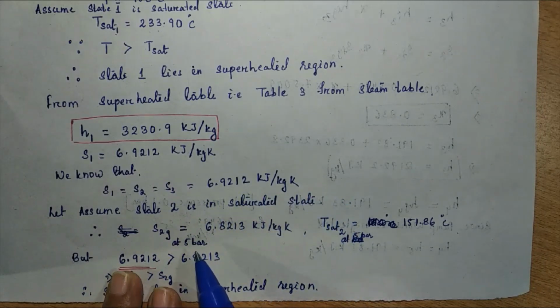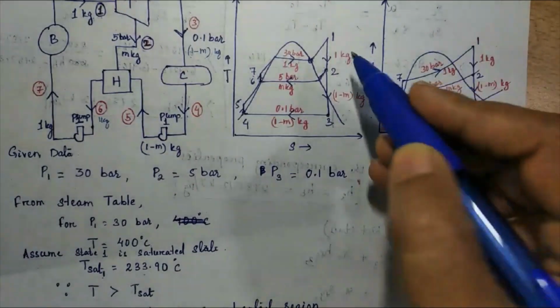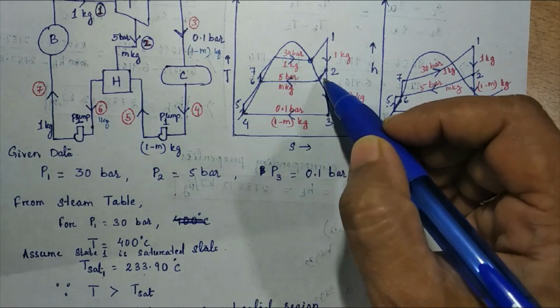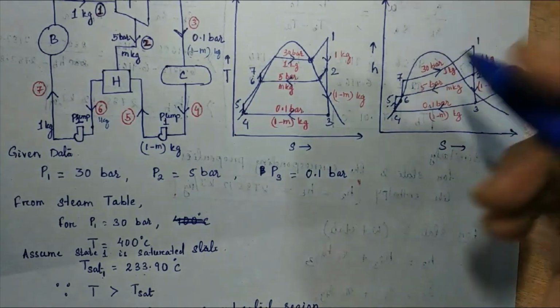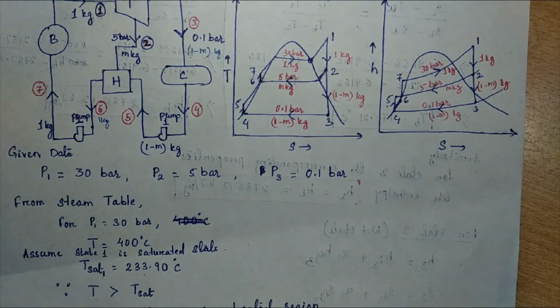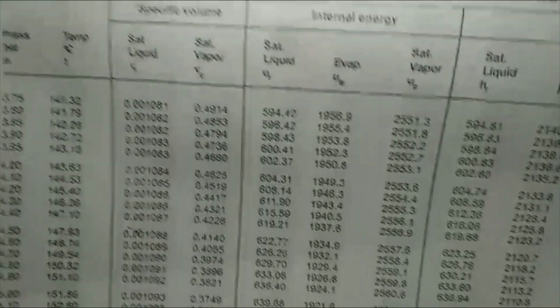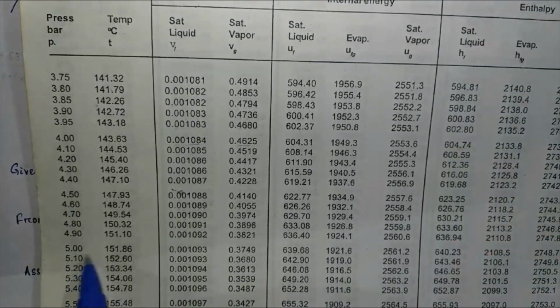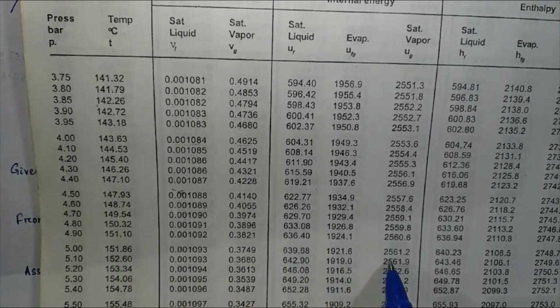Now for the second state, we have to consider the enthalpy H2. So see, again I assume state 2 lies here. If state 2 lies here, this is the saturated state. For the saturated state, for state 2, what is the pressure? 5 bar. For 5 bar pressure, what is the value of entropy that we have to consider from the saturated pressure table? So from the saturated pressure table, see here I have considered the saturated pressure table. For 5 bar, what is the value of entropy here?